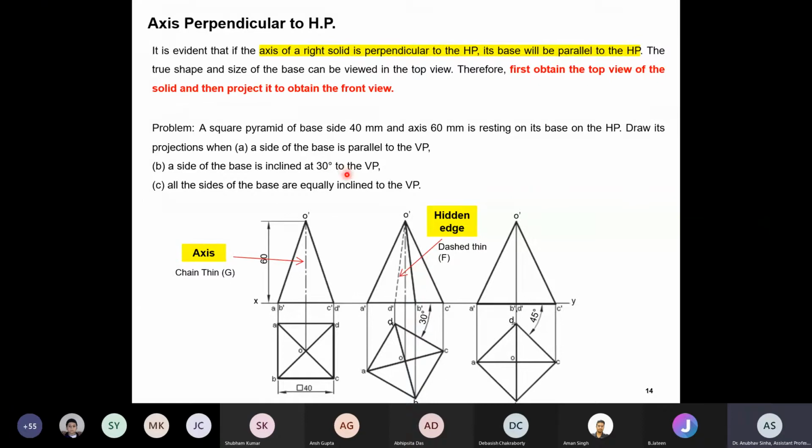Okay, let us look at these examples. So what is given? A square pyramid with base and height given. Axis is basically the height, right? It is resting on its base on the horizontal plane. So what does it mean? Base on HP means it will start from here. The distance from HP is 0. It will start from the XY line. Now draw its projection when a side of the base is parallel to VP. So this side is basically parallel.